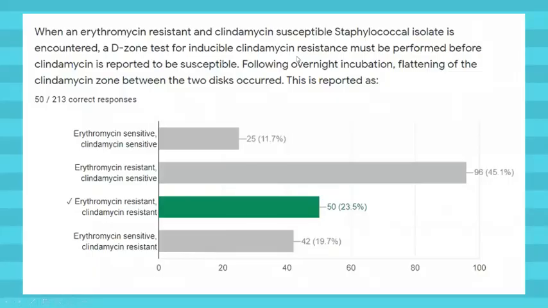Okay, next question. When an erythromycin resistant and clindamycin susceptible staphylococcal isolate is encountered, a D-zone test for inducible clindamycin resistance must be performed before clindamycin is reported to be susceptible. Following overnight incubation, flattening of the clindamycin zone between the two discs occurred. This is reported as what? Let's discuss your D-zone test. The D-zone test is done if it is demonstrated that the organism is erythromycin resistant but clindamycin susceptible.